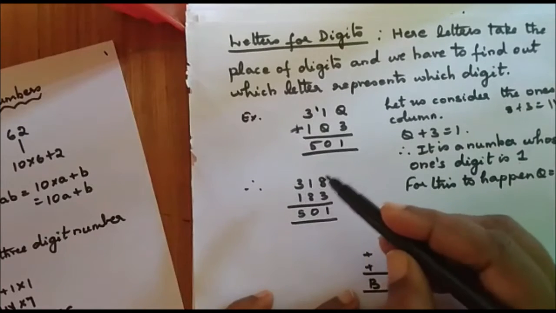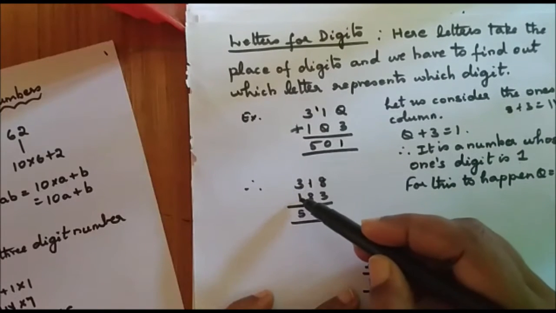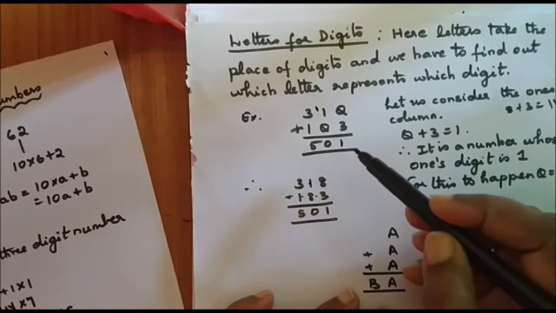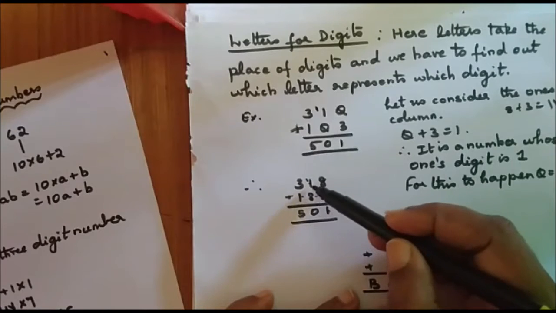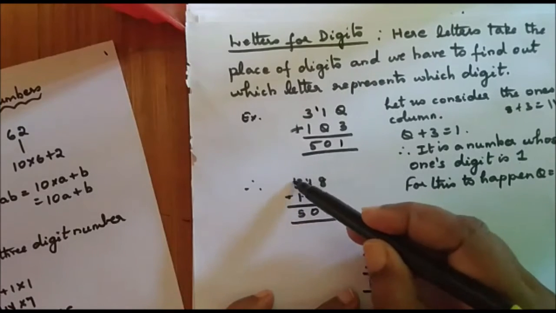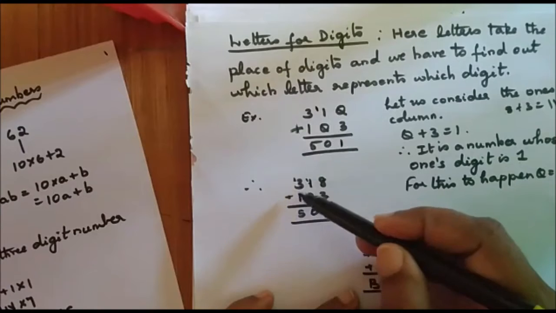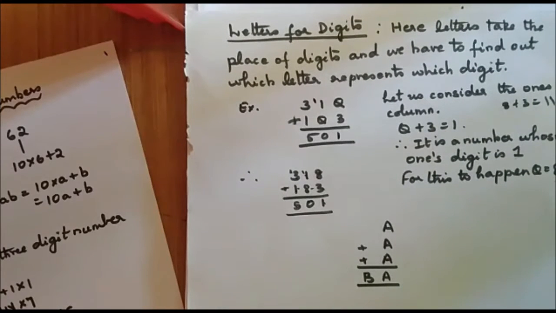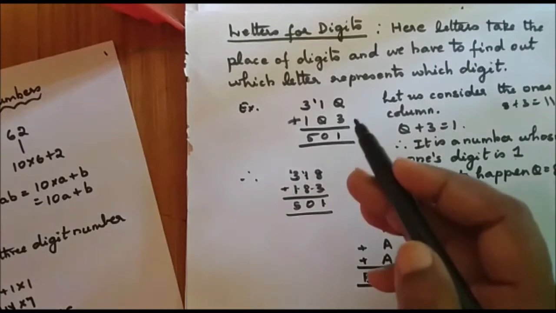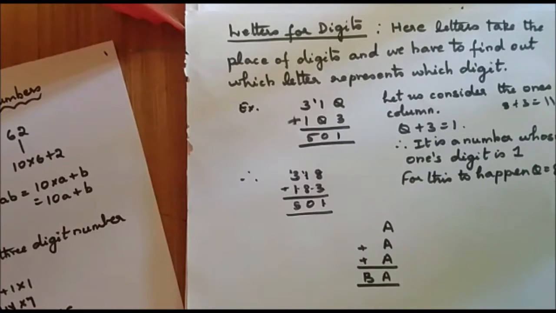So if I substitute this, it is 318 plus 318 plus 183, isn't it? So I get 8 plus 3 is 11, carried over here, 8 plus 1 is 10, carried over here, 3 plus 1 is 4, plus 1 is 5. I get 501. I hope you understood how we did this. That is, we saw the units place and we did some trial and error method. From that we found out that Q is equal to 8.